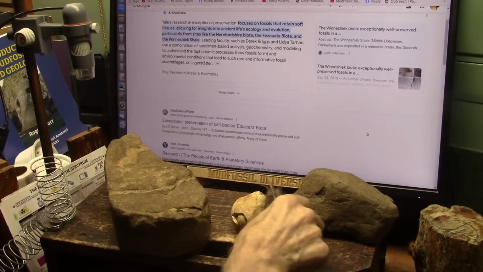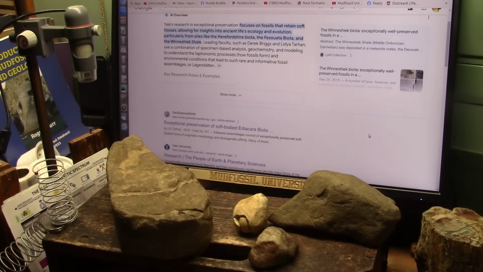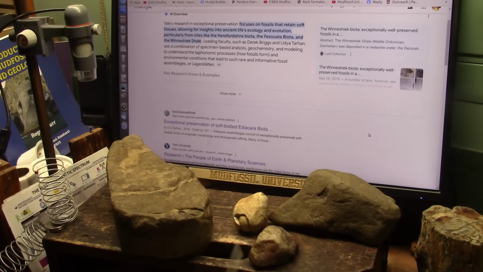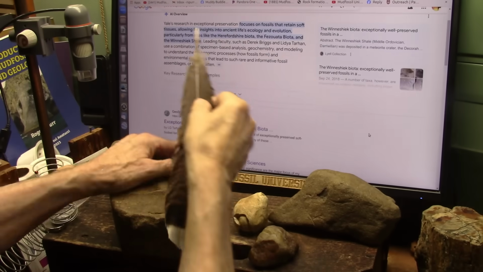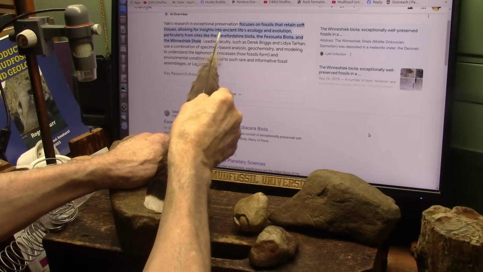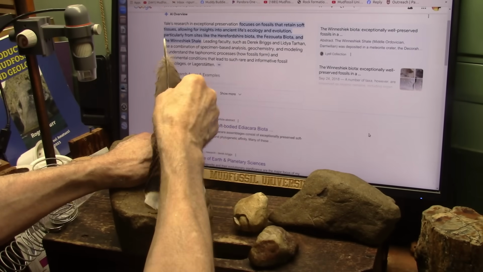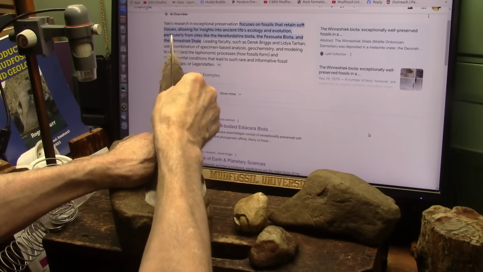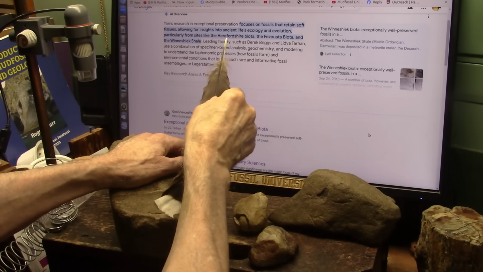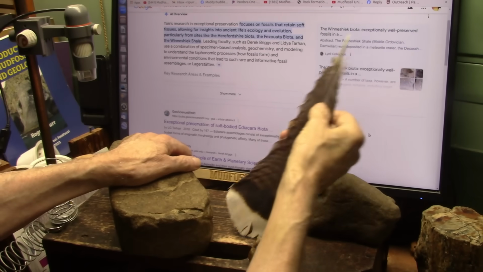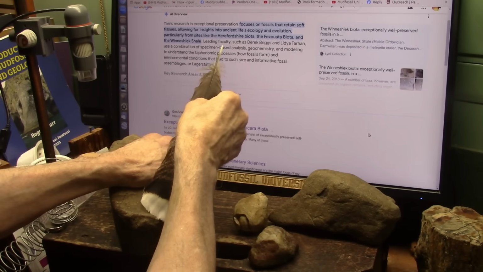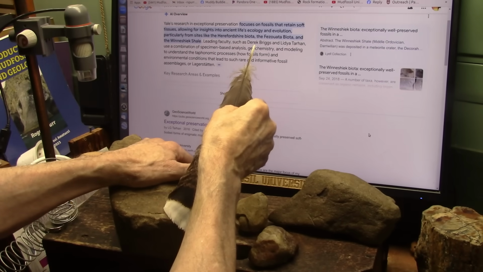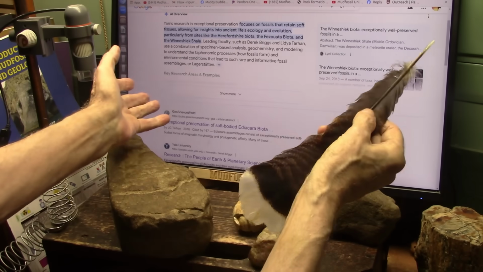See this? Yale's research in exceptional preservation focuses on fossils that retain soft tissues, which a lot of mine do, allowing for insights into ancient life's ecosystem and evolution, particularly from sites like Hertfordshire biota. So I am right down the street from you. Leading a faculty such as Derek Briggs, who absolutely refused.